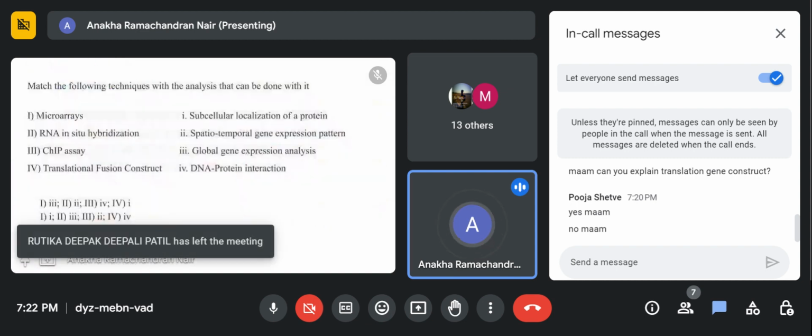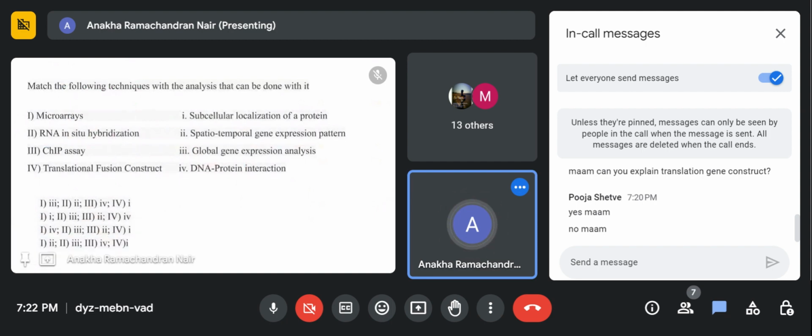Okay, so the next question is you have to match the following techniques with the analysis that can be done with it. Option 1 is microarrays, 2 is RNA in situ hybridization, 3 is chip assay, 4 is translational fusion construct, and what it can be used to do is subcellular localization of a protein, spatio-temporal gene expression pattern, global gene expression analysis, and DNA protein interaction. So the correct answer is option 1. That means microarrays can be used for global gene expression analysis.